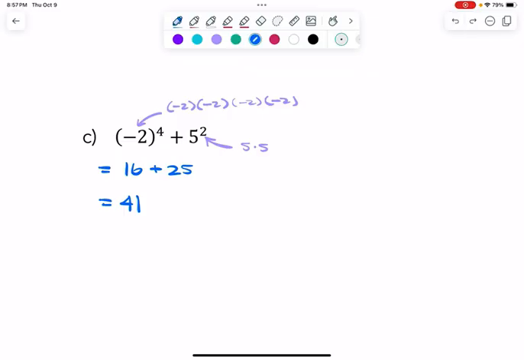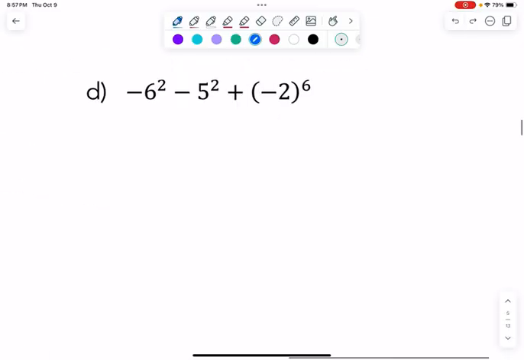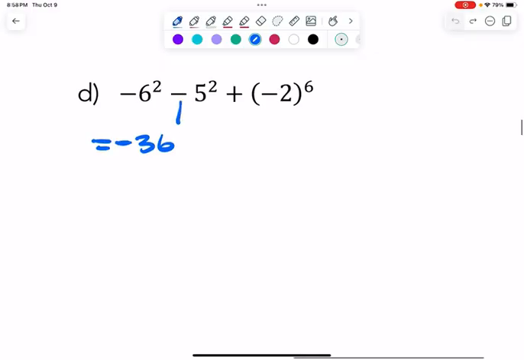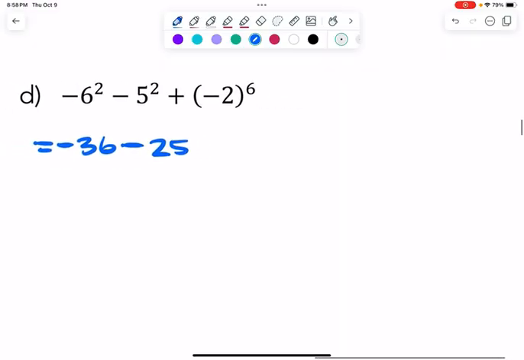I'm gone. Nope, I'm still here, and I'm doing example D. So we're going to zoom through these last couple. Negative 6 squared. Well, 6 squared is 36. So the negative of that is negative 36. We are subtracting 5 squared. 5 squared is 25. And then we are adding whatever negative 2 to the power of 6 is.